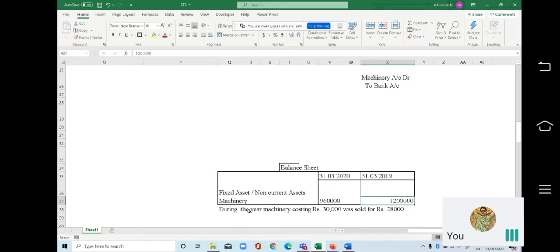Okay, additional information. It is said that during the year, part of machinery costing rupees 30,000 was sold for rupees 36,000. Can you see this? During the year, a machinery costing 30,000 was sold for 36,000. Now, what are we going to do? What needs to be done?